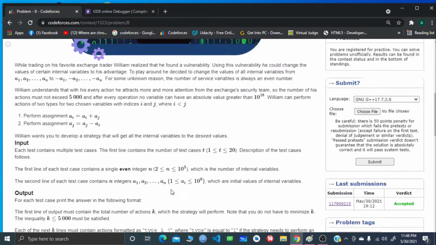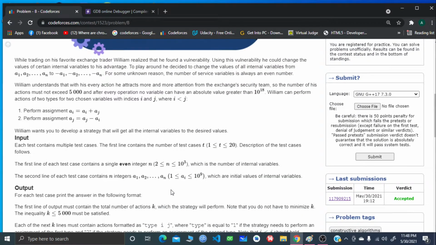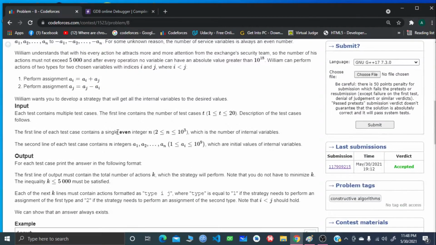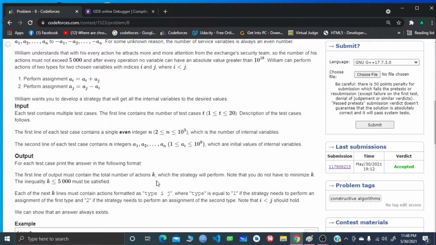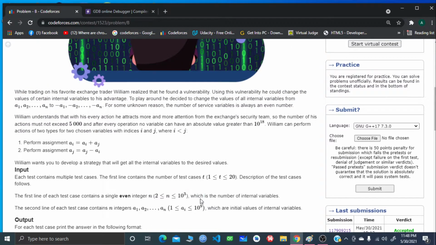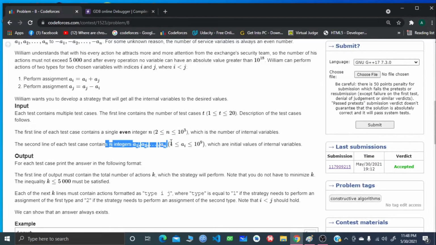So in order to solve this problem, we need to remember two things: n is even, and the number of operations I can make is at most 5,000. The interesting part is that n is up to 10 to the power 3, which is quite small, right? Also, you don't actually need to do any coding implementation with these values that you're going to be taking. It's just useless taking the values.